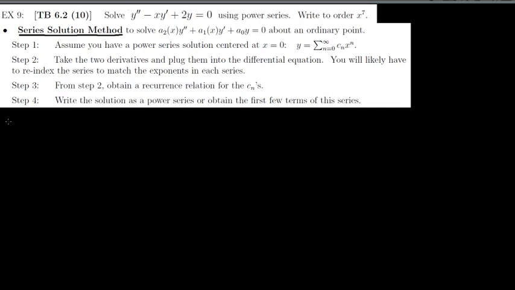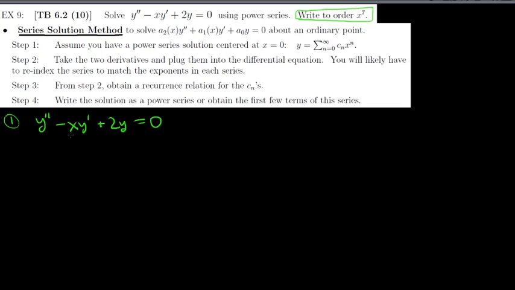And you notice in this case here, let me write down the equation. So as we look at step 1, here's the equation, y double prime minus x times y prime plus 2y equals 0. Oh, this is number 10 in the book, right? So this is a pretty typical example that we're going to have to solve using a power series. And notice that they want us to write it to order x to the 7. So they want us to write out as many terms until we get x to the 7. Okay. All right. So step 1, assume you have a power series centered at x equals 0.